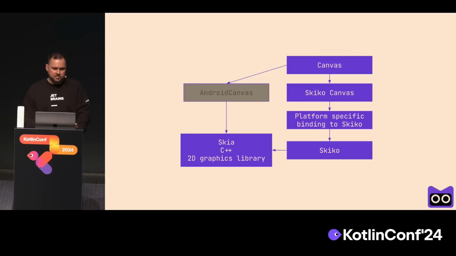And in fact, it has two implementations. One is called Android Canvas, which is owned and maintained by Google. And the second one is Skiko Canvas. Skiko is a library. It's a Kotlin wrapper around the Skia library, which is a C++ 2D graphics library. And it's open source and used in a lot of projects like Chromium. So in order to use this Skiko Canvas, we somehow need to write platform-specific bindings to it.